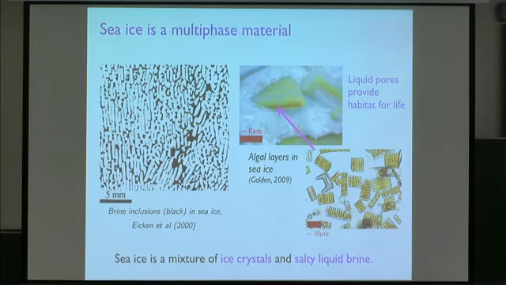This pore space can be quite important, as Martin said a few days ago, for providing a habitat for life, algae and other organisms living in the pore space in the interior of this sea ice when it gets porous enough. So we're going to be interested in understanding how these porous materials evolve, and I'm going to introduce you to some continuum models for doing so.